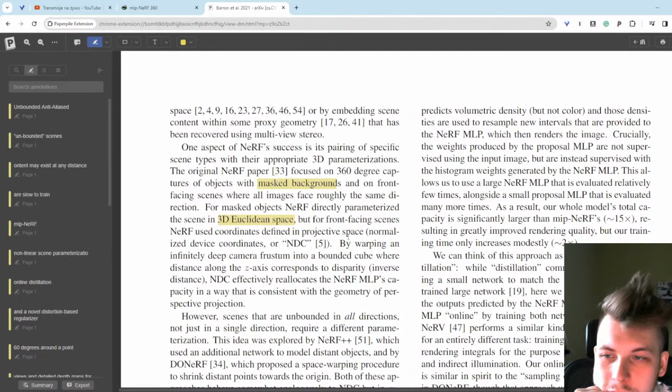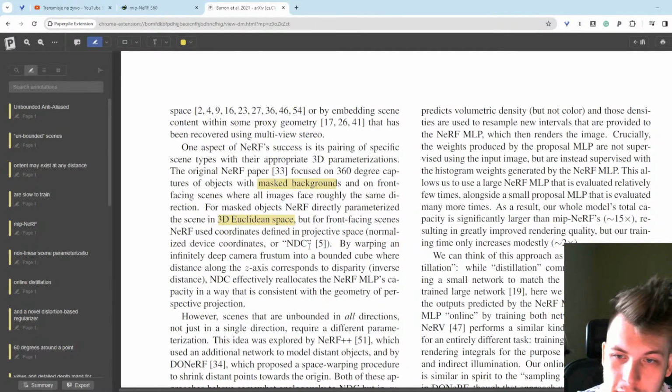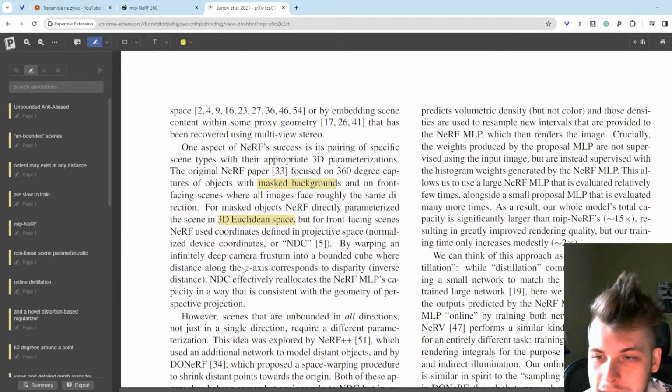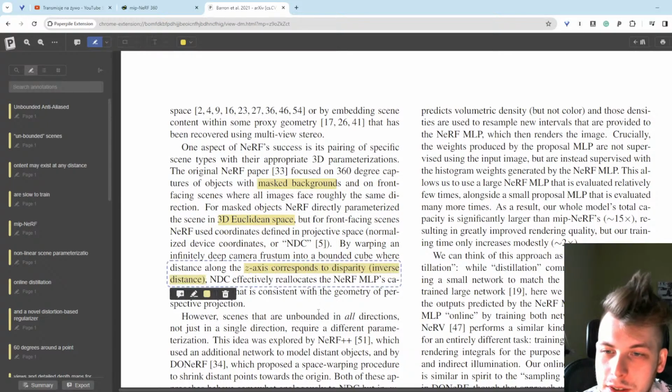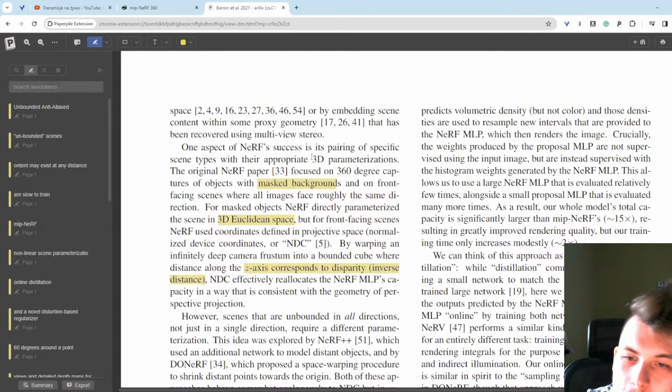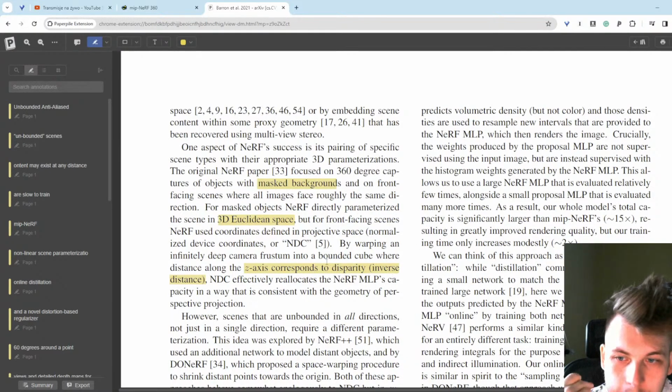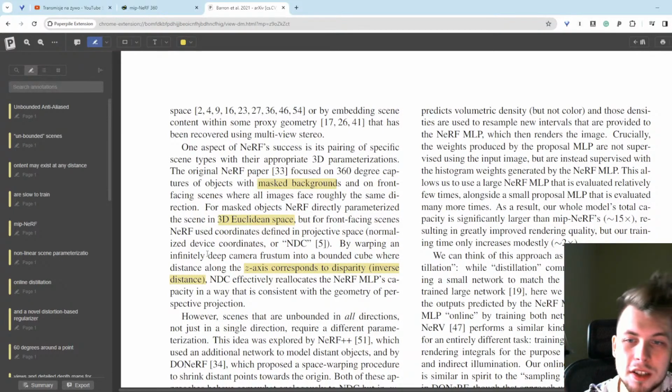But for front-facing scenes, NeRF uses coordinates defined in projective space, normalized device coordinates, or NDC, by wrapping an infinitely deep camera frustum into a bounded cube, where distance along the z-axis corresponds to disparity, inverse distance. That's interesting. So they did some kind of reparameterization where they still get a cube, but it wasn't just a regular cube. The z-axis used this inverse distance metric to represent the distance in this one dimension that is far away.